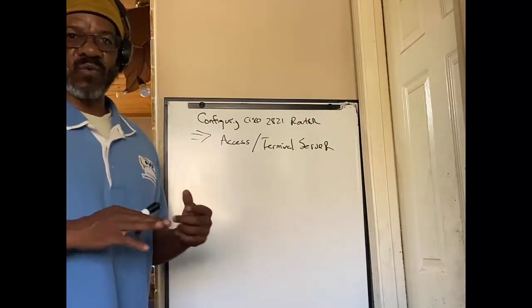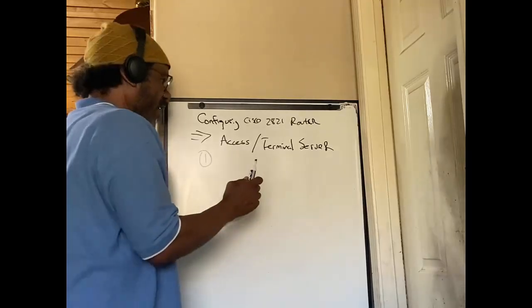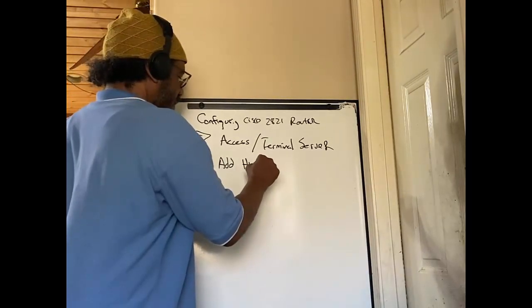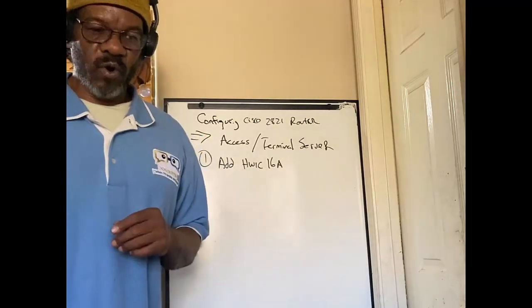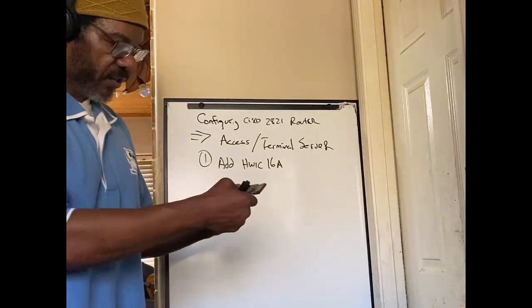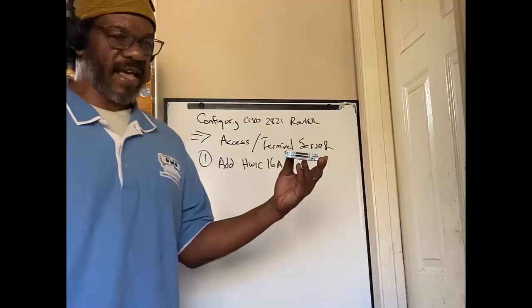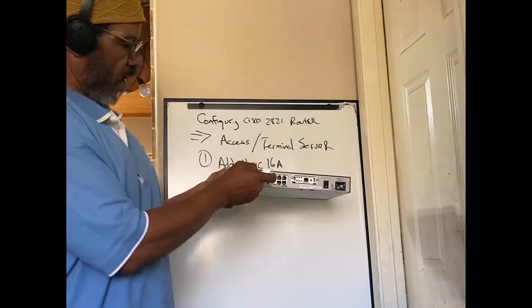The steps in which we're going to take to get this done. The first thing we're going to have to do is add the HWIC 16A into the WIC port of the router. Now this is a HWIC 16A. It's going to go into this port, into the router.